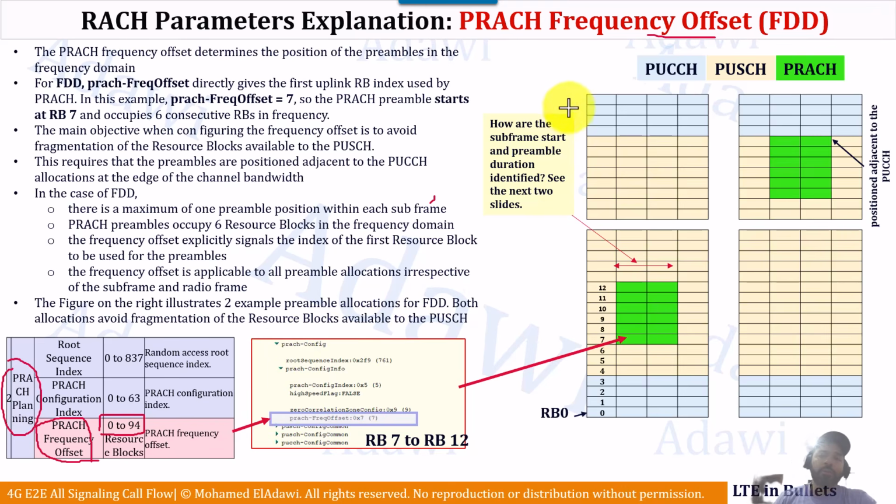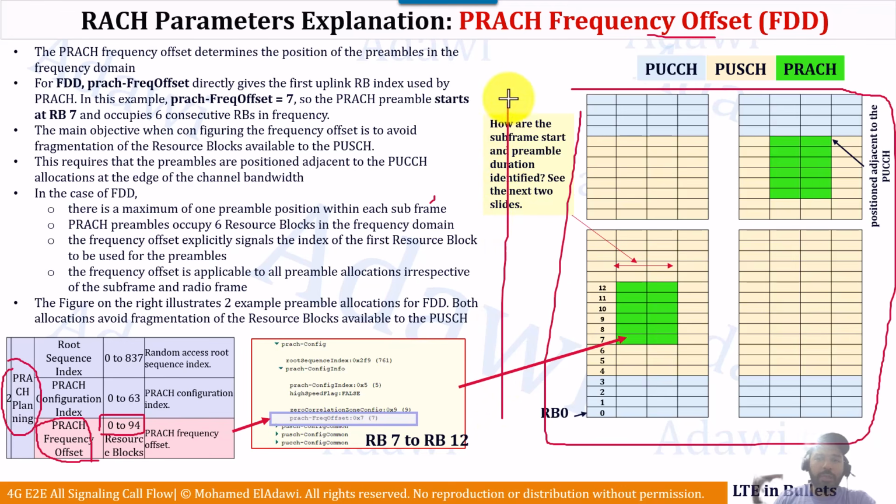For example, assuming this is your frame in terms of time and frequency, this y-axis is the frequency domain, and this is the first resource block, RB 0. For FDD, this parameter explicitly indicates the first uplink index used by the PRACH. In this example from the drive test, the resource block was number 7, so your PRACH will start at RB7. You'll find your first resource block coming from here.